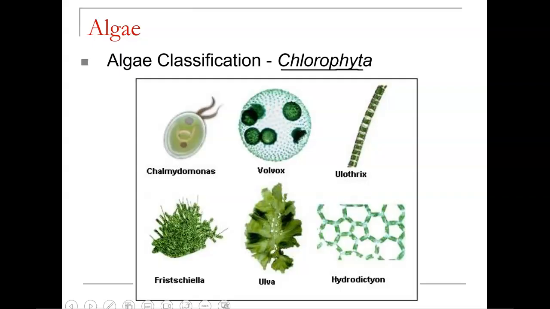With the algae classification, the first one we're going to talk about is the Chlorophyta. This is a unicellular or filamentous green algae. It's going to share numerous characteristics with plants. For example, it uses chlorophyll A and chlorophyll B. It will store sugar and starch as food reserves. And many are going to have cell walls that are composed of cellulose. Some are going to have protein cell walls, and others may lack cell walls altogether.